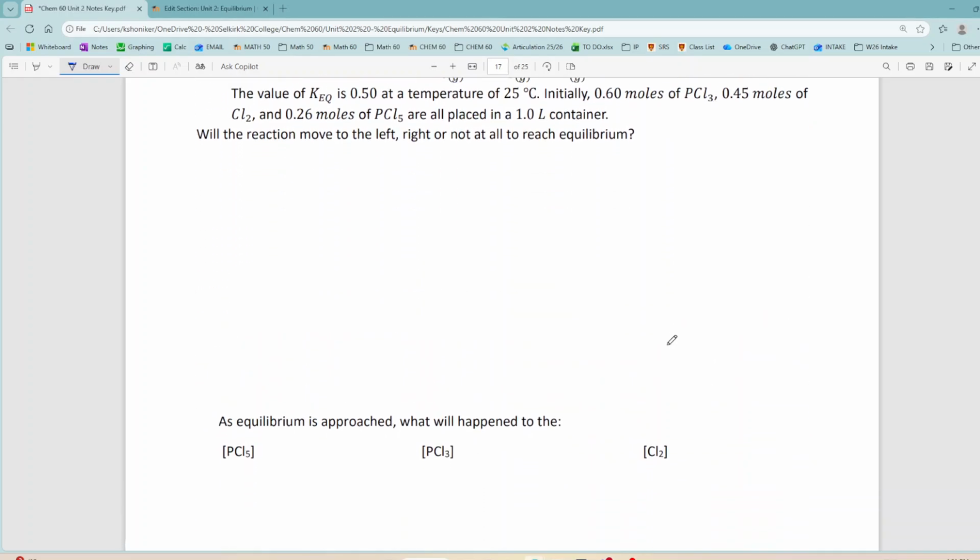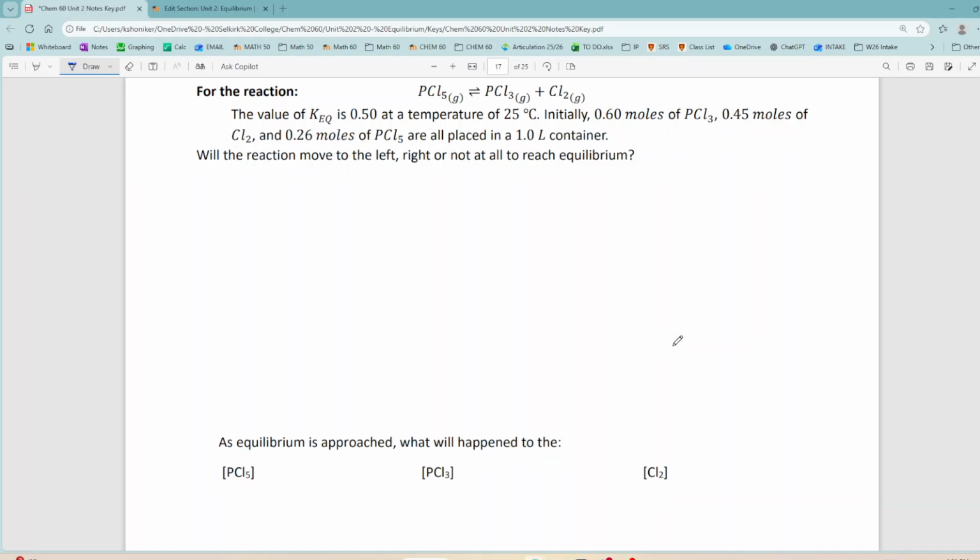All right, I did one. Now you do one. So pause the video and give this one a go. So your first job is to find Q. So for this one, it's the concentration of PCl3 times the concentration of chlorine divided by the concentration of PCl5, at a snapshot in time.